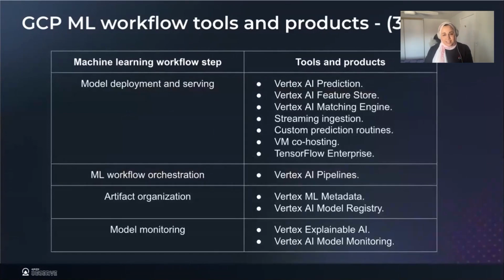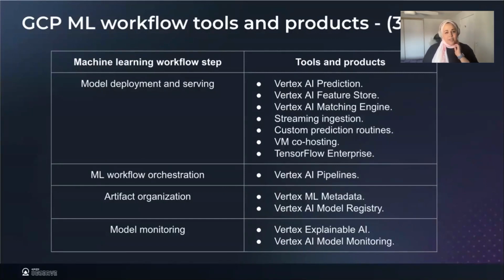We have model deployment and serving. We have ML workflow orchestration, artifact organization, and also model monitoring. So it's worth mentioning again that those are just tools recommended by the official GCP documentation. However, the platform can use others. For example, for orchestration, you can use Apache Airflow and DAGs, which I believe are very popular too. For data processing and feature engineering, you can also include other tools like dbt, for example. I'm just mentioning what is recommended by GCP, but just to let you know that it's not limited to those tools and products in real life.